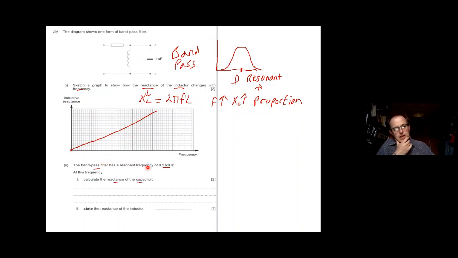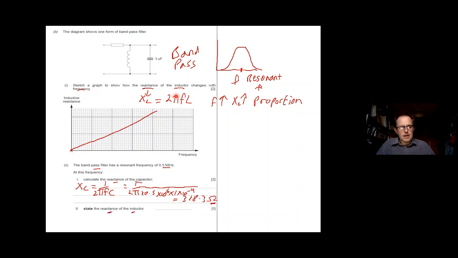Now, if you've got a bandpass filter with a resonant frequency of 0.5 megahertz, and you're asked to work out the reactance of the capacitor, XC is the reactance of a capacitor. Substitute the numbers in. Just watch that mega, that's 10 to the power of 6. And we're multiplying by a capacitor that's in nanofarads, nano, 10 to the minus 9. Practice that one on the calculator. If you're watching back on video, pause. Put it in. It gives you 318.3 ohms.